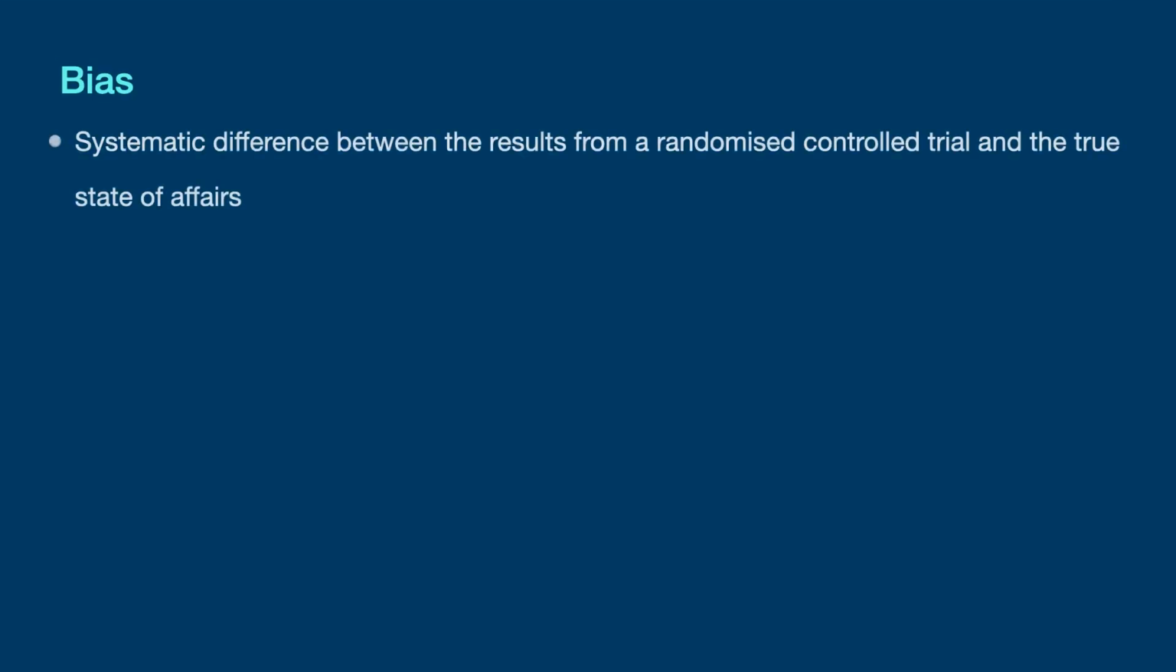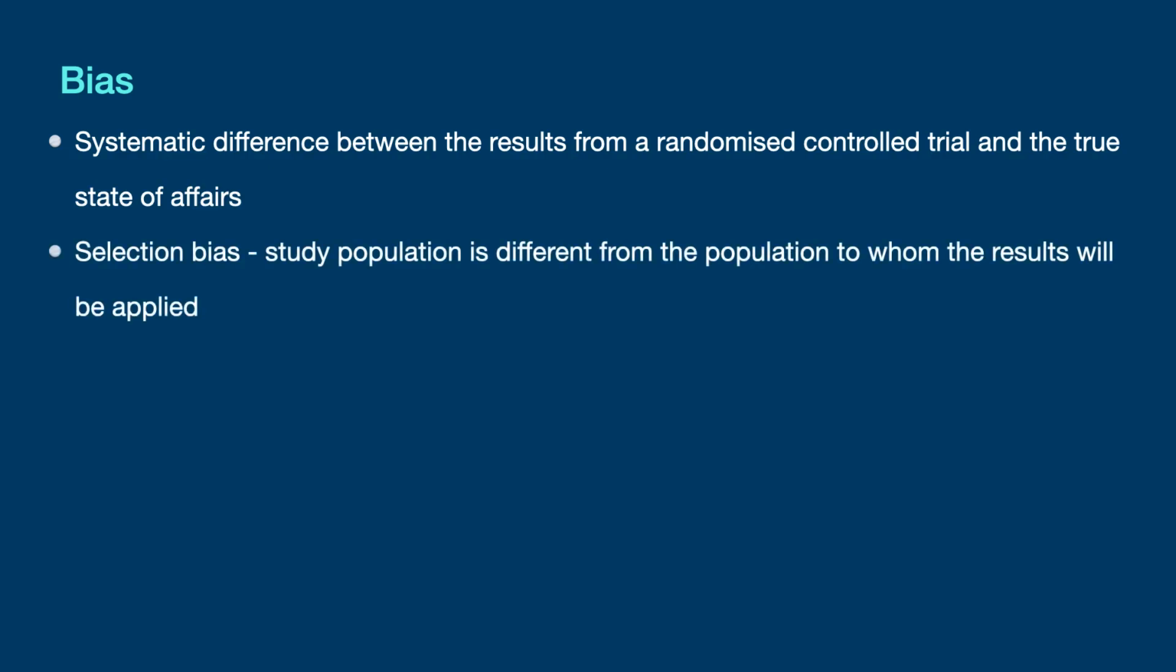Bias. Bias occurs when there is a systematic difference between the results from a randomized controlled trial and the true state of affairs. A selection bias occurs when the study population is different from the population to whom the results will be applied and there is therefore said to be.